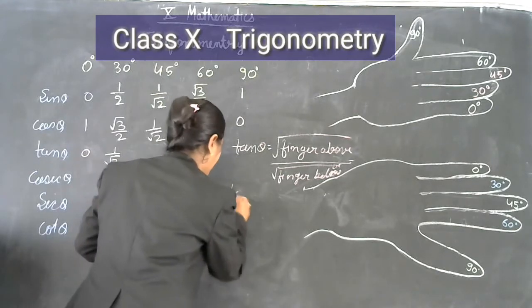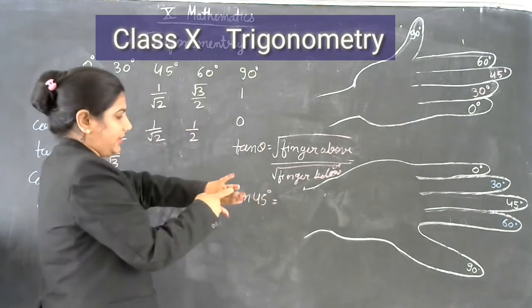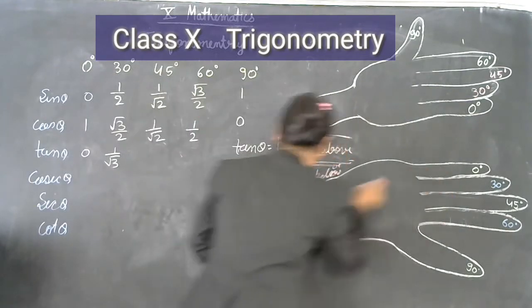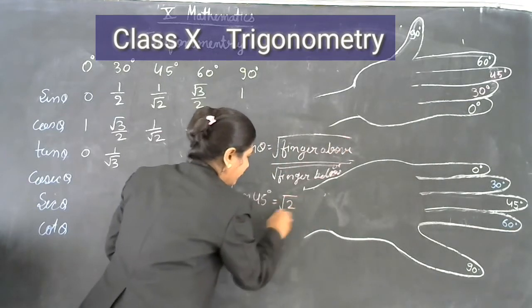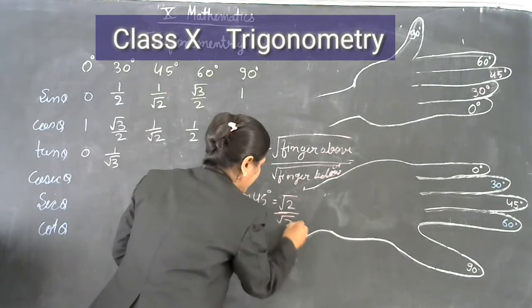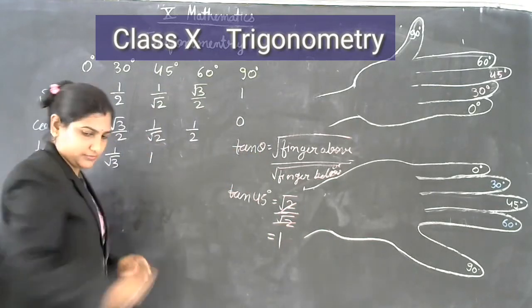For tan 45, how many fingers above the middle finger? 1 and 2. So root of 2, and below also 1 and 2, so root of 2. Root 2, root 2 cancel. Tan 45 equals 1.